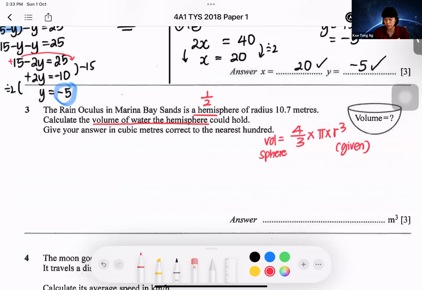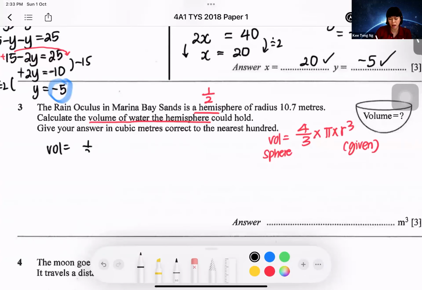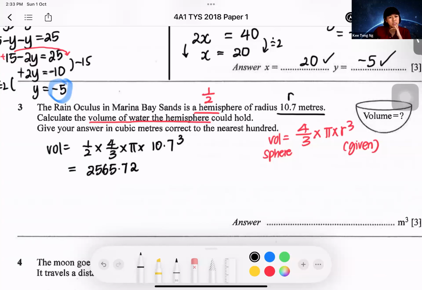Please look for the formula sheet. Okay, and then copy the formula accordingly. But since they want hemisphere, so for the volume, we need to multiply by half. What's the radius? The radius they gave us to be 10.7, so r is 10.7 cube. With that, we get an answer of 2565.72.